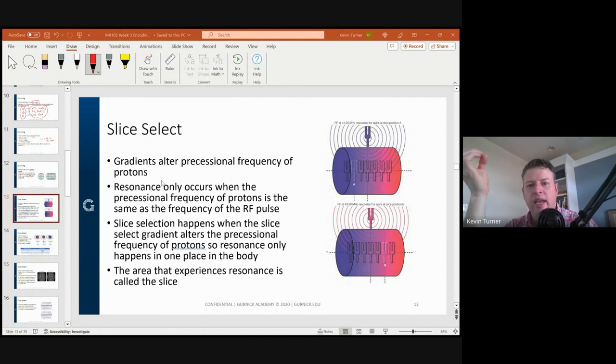The way that we do this is we control where resonance occurs in the body. If we didn't turn on a gradient and we put RF energy into the patient, and the RF energy matched the precessional frequency of the patient, the conditions for resonance exist, energy transfers into the patient, excitation occurs. But that doesn't happen across the entire patient. It only happens inside of one particular slice. And then once we collect enough information from that slice, we go on to the next slice. So if I have 20 slices, then for slice number one, I will collect information and only excite the protons in this slice. The rest of the protons in the body do not become excited. So the area of the patient that is becoming excited is the slice. We create the slice with a gradient.